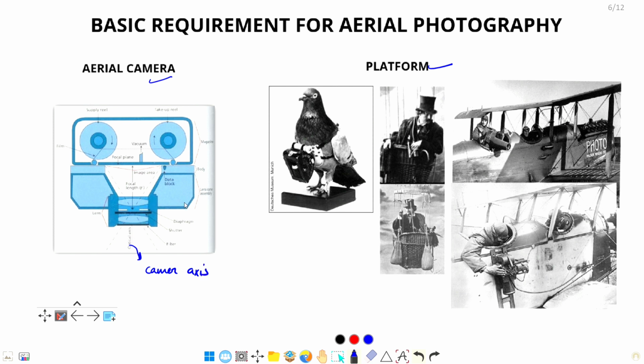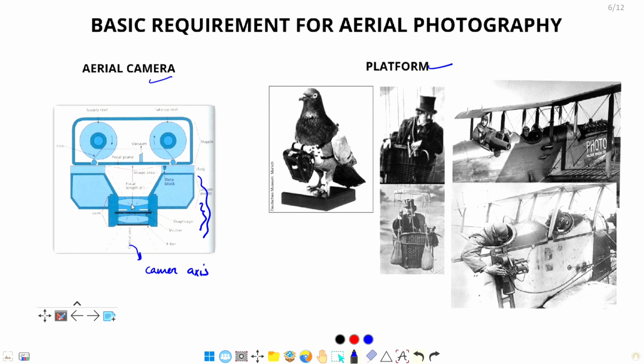Then here comes a lens assembly, a filter that allows a specific wavelength to come through and does not allow other wavelengths. Then a pair of lenses, and also a shutter. Then the focal length of the camera.